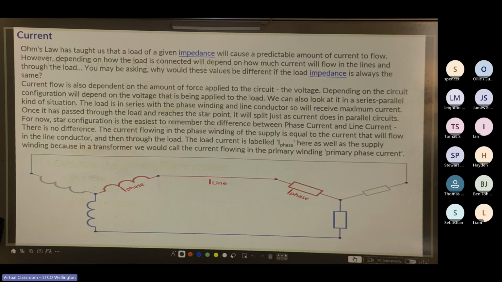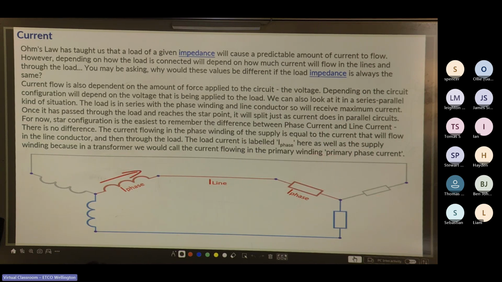But then what about our current? So Ohm's law has taught us that a load of a given impedance will cause a predictable amount of current to flow. However, depending on how the load is connected will depend on how much current will flow in the lines and through the load. So you may be asking, why would these values be different if the load impedance is always the same? So current flow is always dependent on the amount of force applied to the circuit, the voltage. Depending on the circuit configuration will depend on the voltage that is applied to the load.